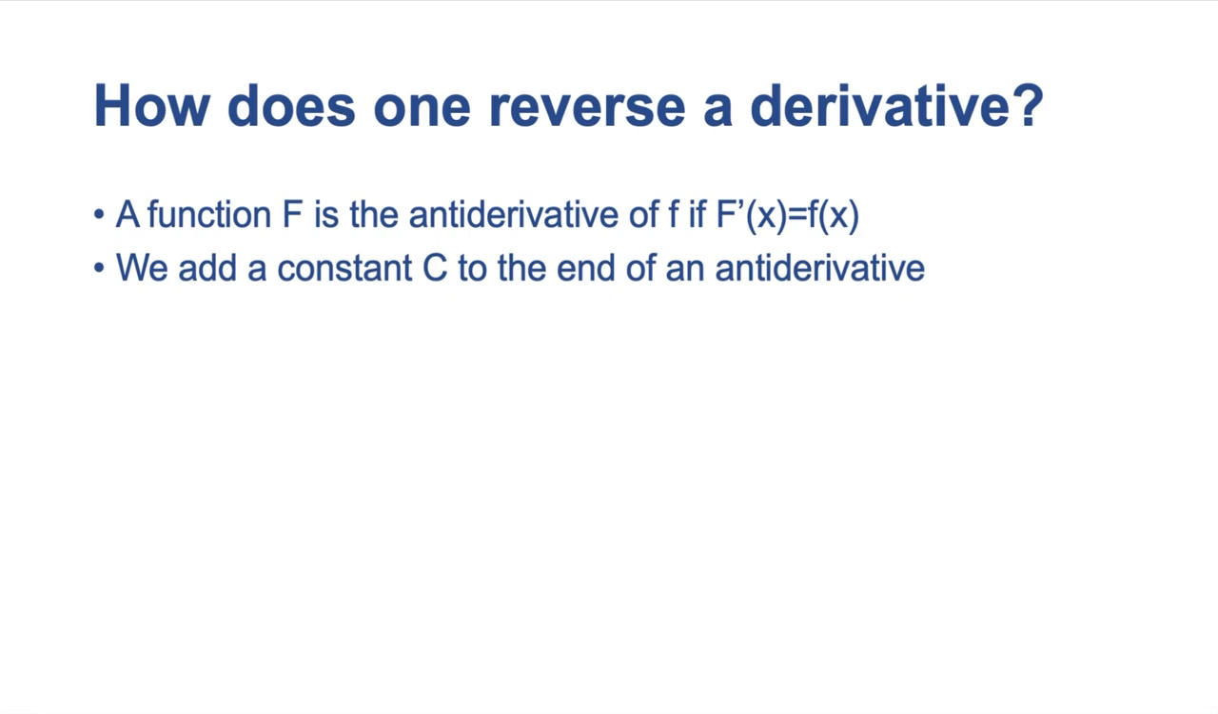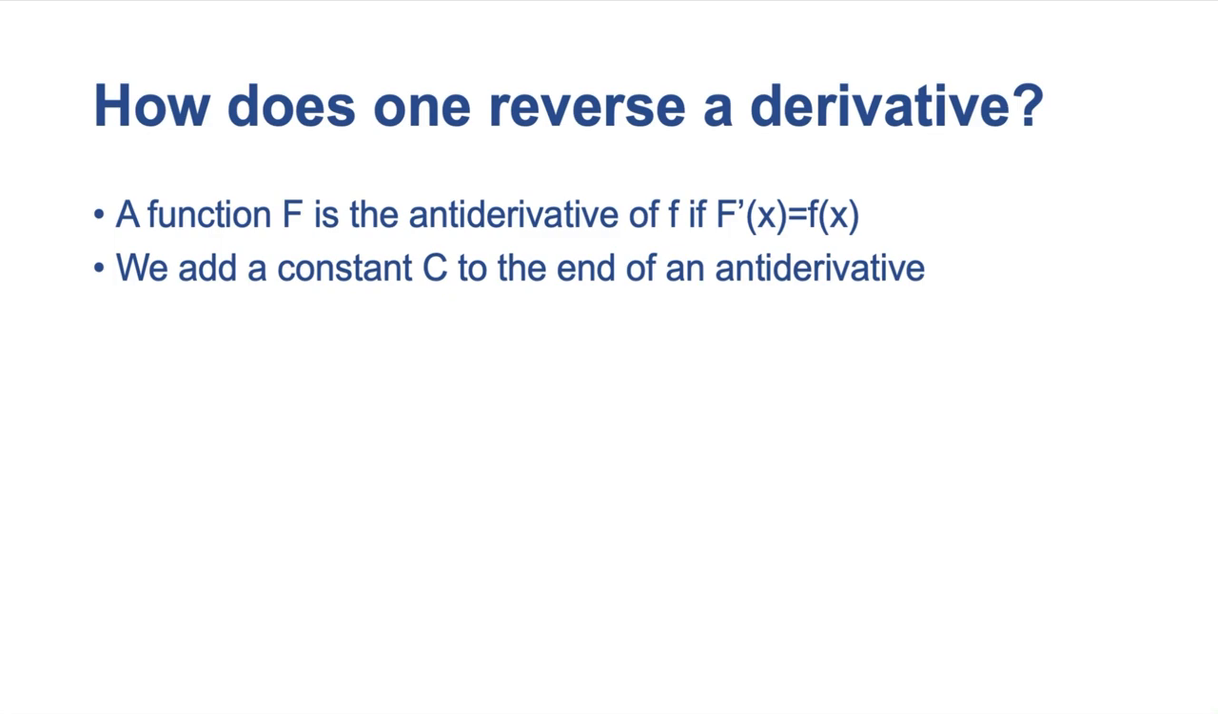So the question that we ask here is, how does one reverse the derivative, right? Say I'm a physicist and I have an acceleration function of a particle, and I want to find its velocity function. Well, we know that the acceleration is the derivative of the velocity, so we just need to go in reverse and find what the antiderivative of that is. So we can define the antiderivative pretty rigorously. We just say a function big F is the antiderivative of the function little f if big F prime of x is equal to little f of x.